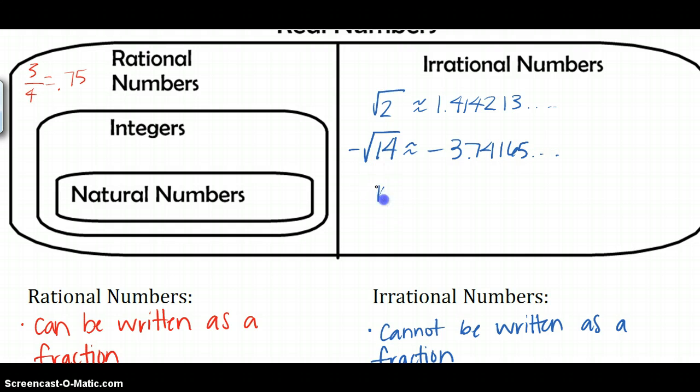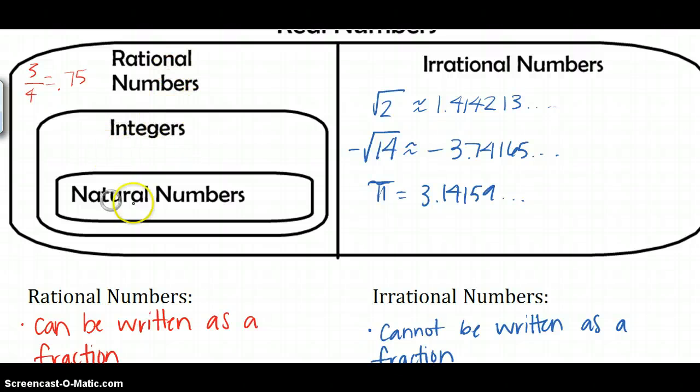Or pi. We know that pi is approximately 3.14159, and that goes on forever and ever and ever. So that is also an irrational number. So two sections, rational, irrational.